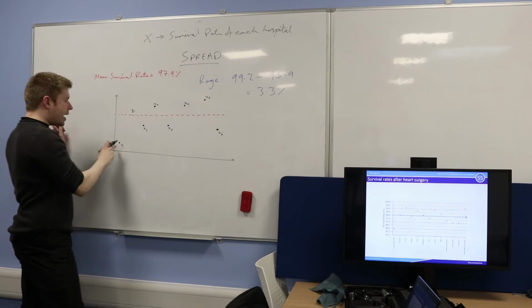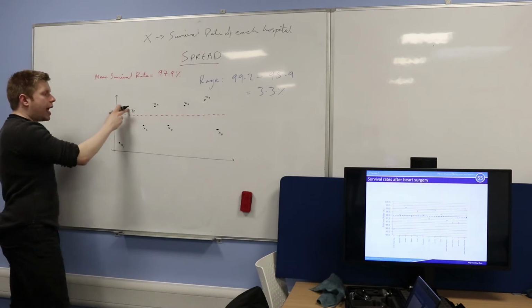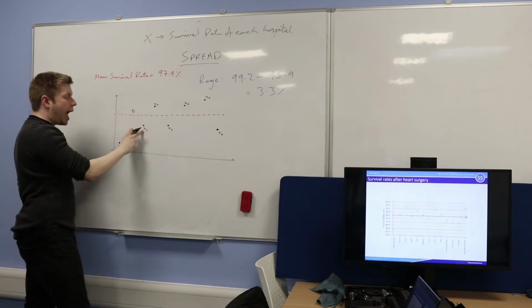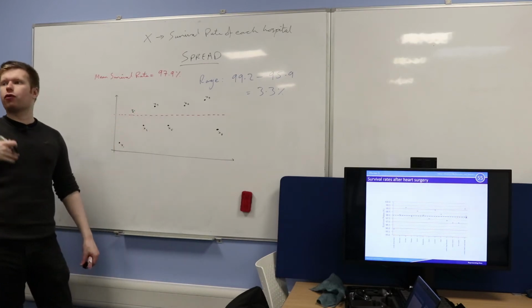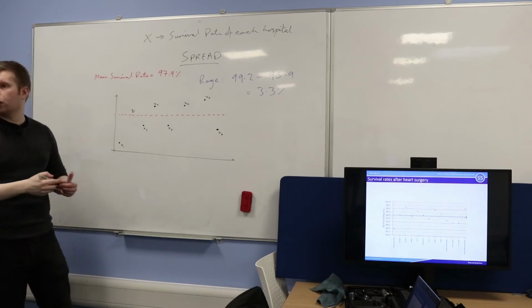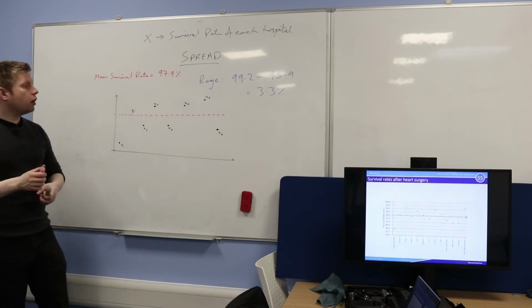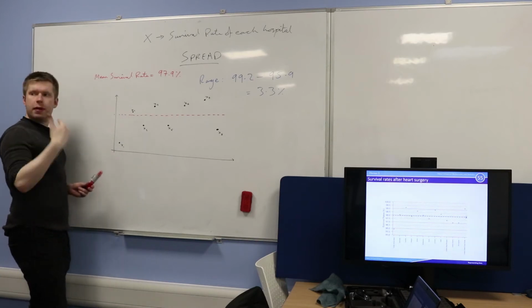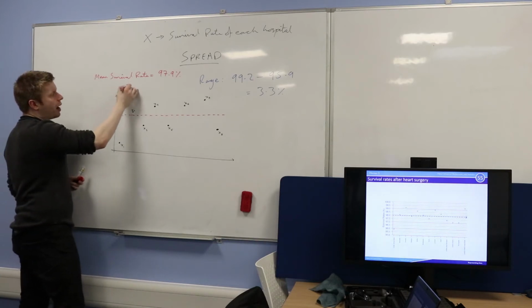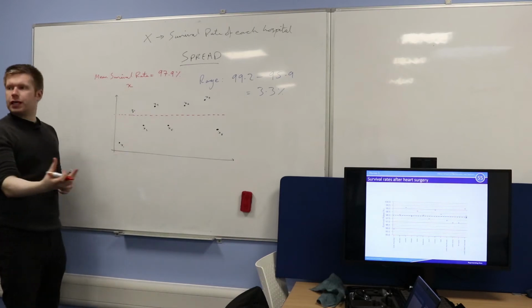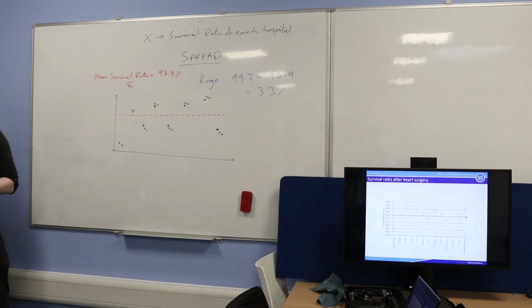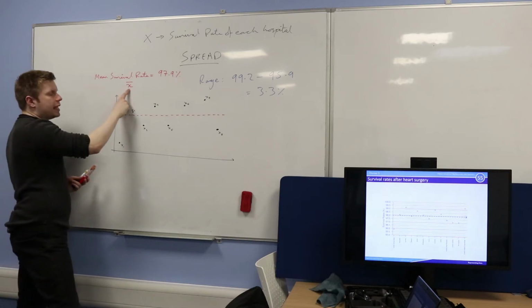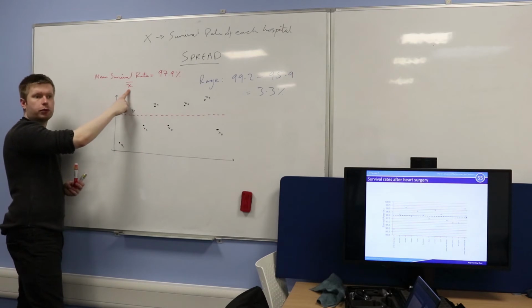So X1 would be hospital 1. X2 would be the survival rate of hospital 2. X3 would be the survival rate of hospital 3. X4 would be the survival rate of hospital 4, and so on. Does that make sense? Which means if I want to talk about the mean survival rate, the way I would write that is with an X representing each individual hospital, and a bar over the top. So X bar represents the mean survival rate of my hospitals. Does that make sense?